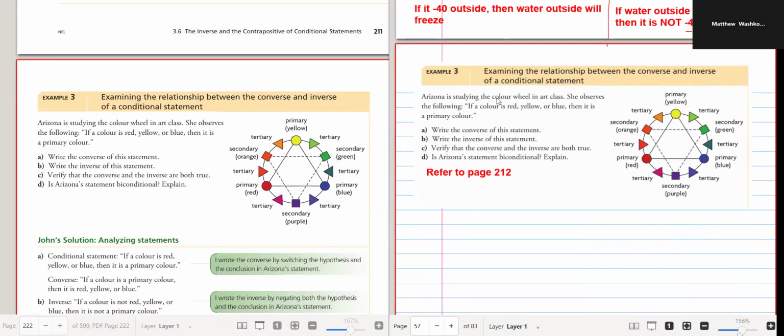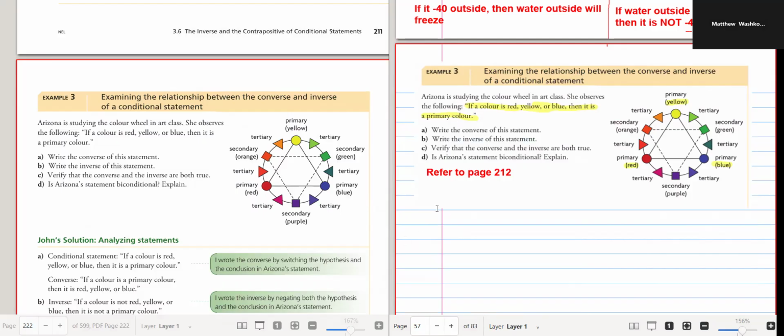This one says that Arizona is studying the color wheel in art class, and she observes the following statement. If a color is red, yellow, or blue, then it is a primary color, right? And you can see here that blue, red, and yellow are listed as primary colors. And then how do you get a secondary color, such as orange? Well, you mix two primaries. You mix yellow and red, you get orange. We know that. Well, then how do you get a tertiary color, like a more yellowish orange? Well, then you mix your secondary color with a primary color, and so on and so forth. That's what this is saying.